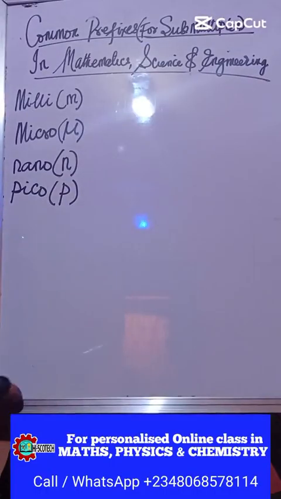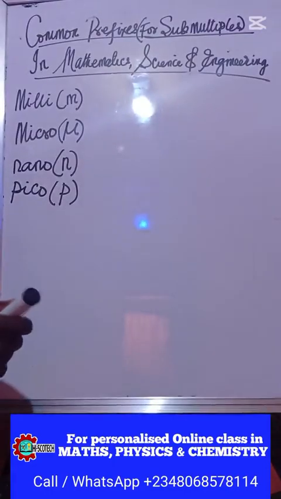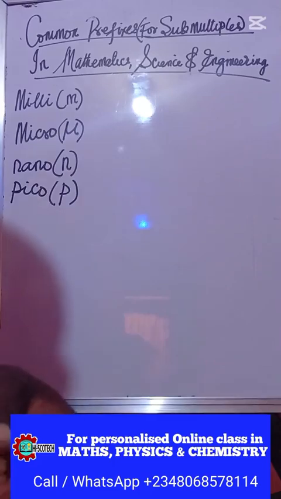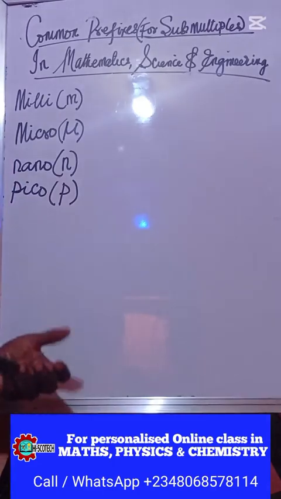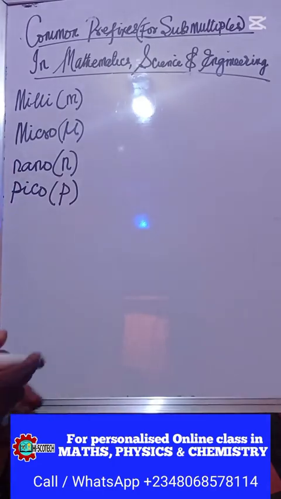All right, in our last video, we were able to look at multiples, but in this video, we're looking at submultiples. Now, submultiples are normally used when quantities are too small. They are too small to write the way they appear. So we use submultiples to show how small they are compared to their units.